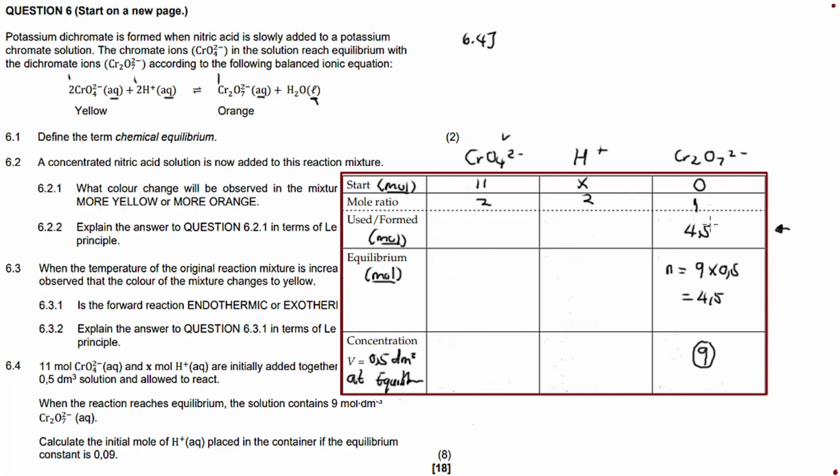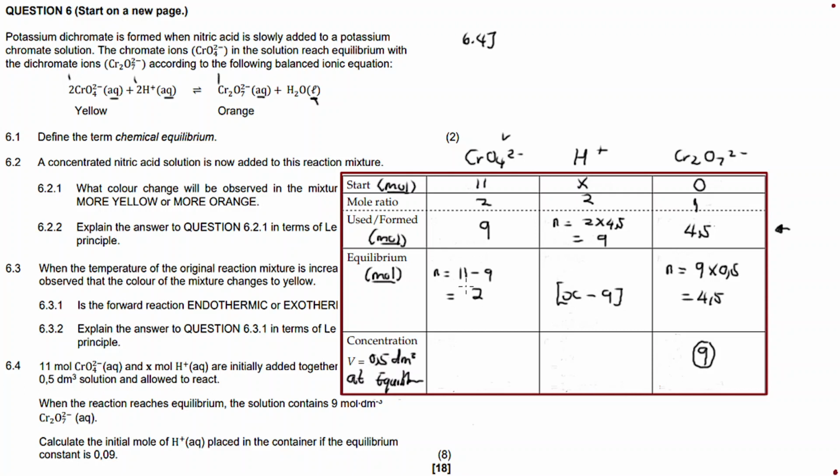So what do we do? There's a ratio of 1 to 2 here. 1 to 2 means that the number of moles here will be equal to 2 times 4.5. The answer is 9. So it's going to be 9. Therefore at equilibrium it's going to be initial, or the start, minus the change. The number of moles here is 11 minus 9. The answer is 2. Then here it will be x minus 9.